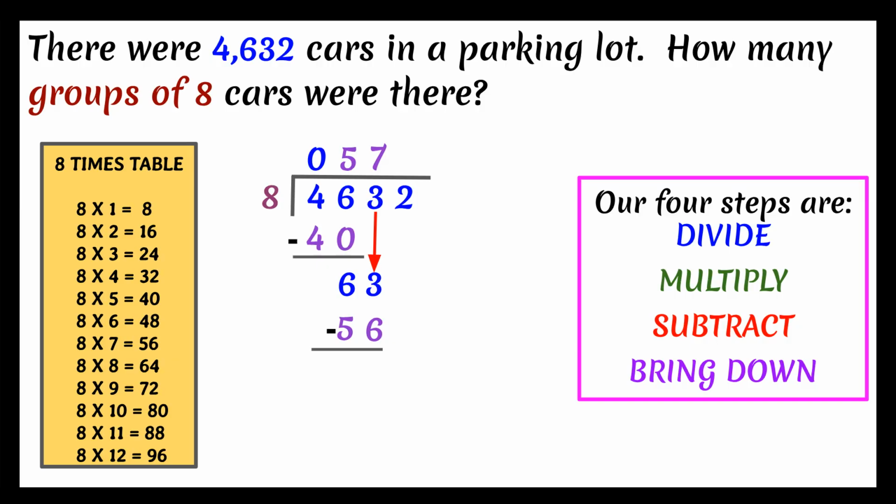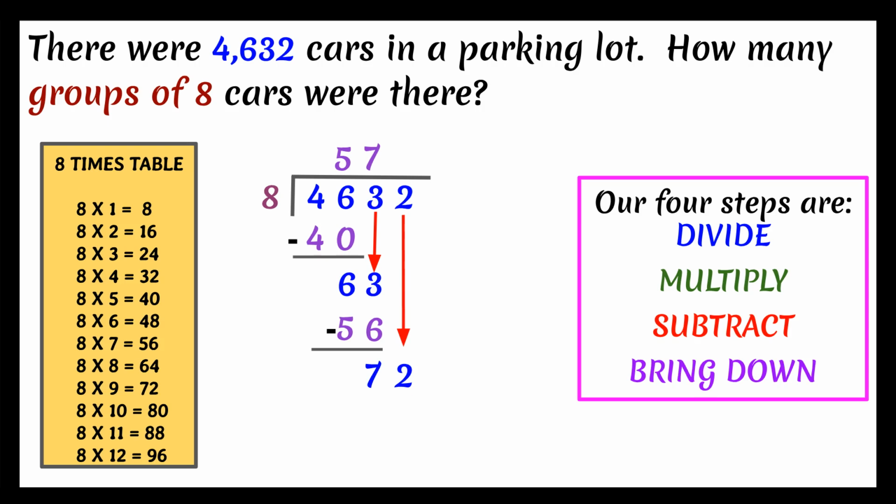We multiply 8 times 7, which is 56. Next, we subtract 56 from 63. Subtracting 56 from 63 gives us 7. Our next step is to bring down the next number to the right, which is 2. We now have our new number, 72.